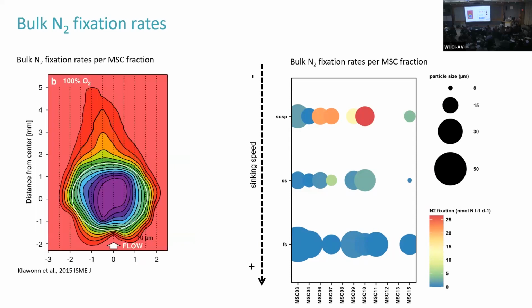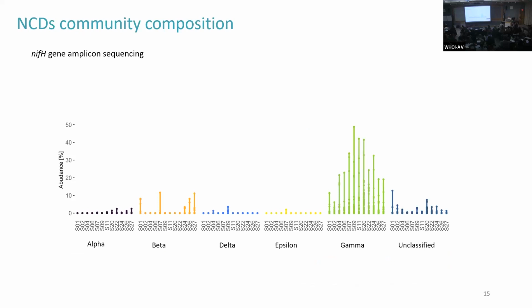And this was kind of surprising, because if we think about it, we need a minimum size of a particle to generate an anoxic core that will allow nitrogen fixation to happen. So this is something that we still don't have an answer to. We don't really understand how NCDs manage to get rid of oxygen in such small particles to actually be active. The sequencing told us, once again, that gammaproteobacteria were the major diazotrophs in these particles.